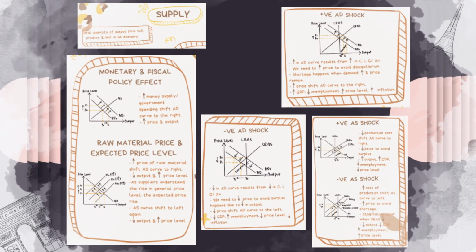Last but not least is raw material price and expected price level. An increase in the price of raw material will shift the AS curve to the left. Output will decrease and price level will increase. But as suppliers understand the rise in general price level, expected price will rise. Therefore, the AS curve will shift to the left again, with another decrease in output and increase in price level.